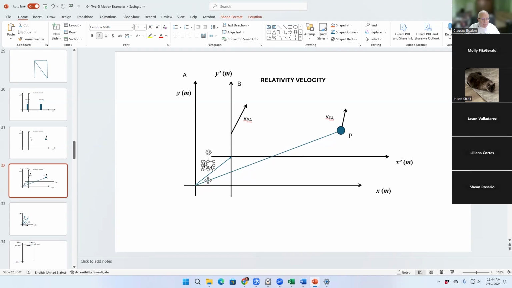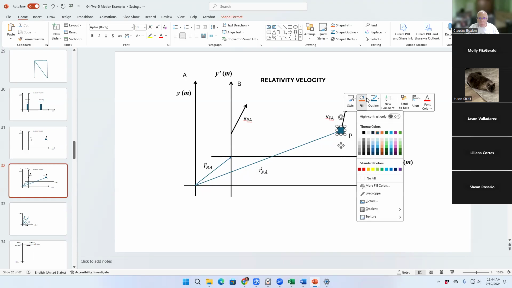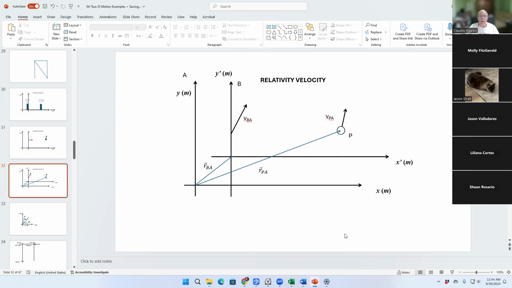Here you go. That's going to be the vector position of P with respect to A. It's very important that you memorize this procedure, okay? And I'm going to fill with no fill, so I can see my arrow there at the end. And finally, we are going to have this other vector, the vector position of P with respect to B.